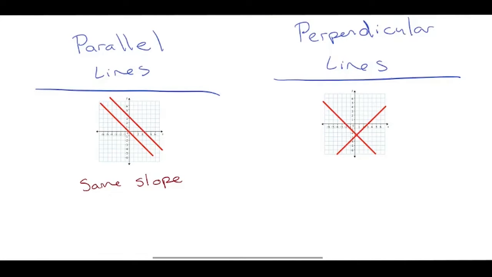For instance, if I called this line A and this line B, if I said the slope of A equals -1, then that would mean that the slope of B also equals -1. So that means that M, which is slope, the M of A is equal to the M of B.